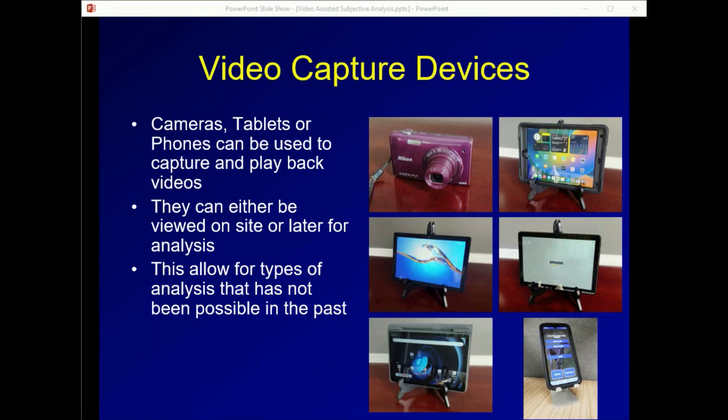We can use many devices to capture video. Here we see a digital point-and-shoot camera, an iPad, 3 different Android tablets, and an Android phone. Cameras, tablets, or phones can be used to capture and play back videos. They can either be viewed on site or later for analysis. This allows for types of analysis that have not been possible in the past.